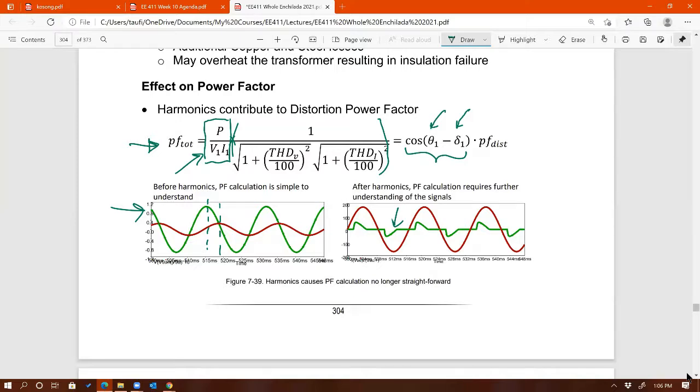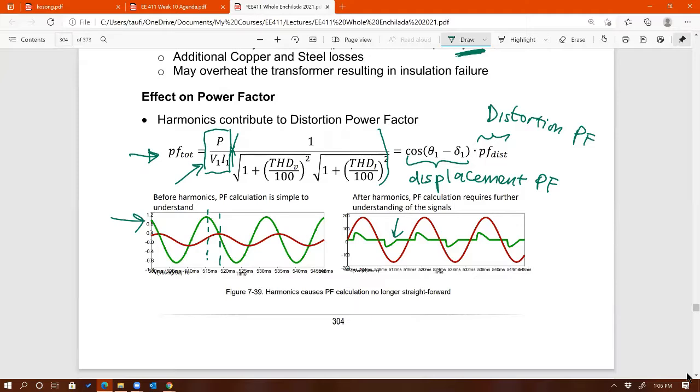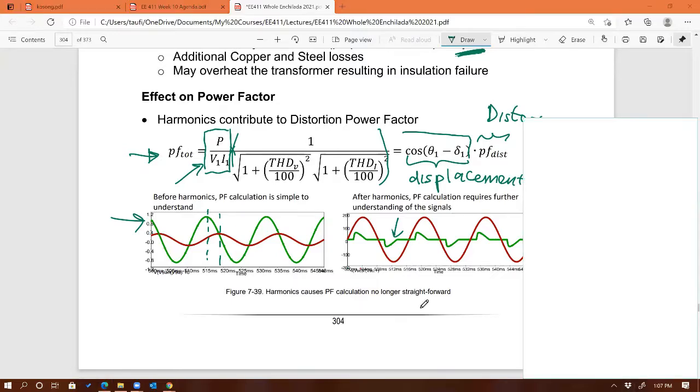So the first part of the equation is called displacement power factor, whereas the second part of the equation is distortion power factor. Okay. So without harmonics, you just need to calculate displacement power factor. With harmonics, you have to multiply displacement power factor with distortion power factor to take into account harmonics, right? So it becomes more complicated to calculate power factor. Basically, that's what it is.